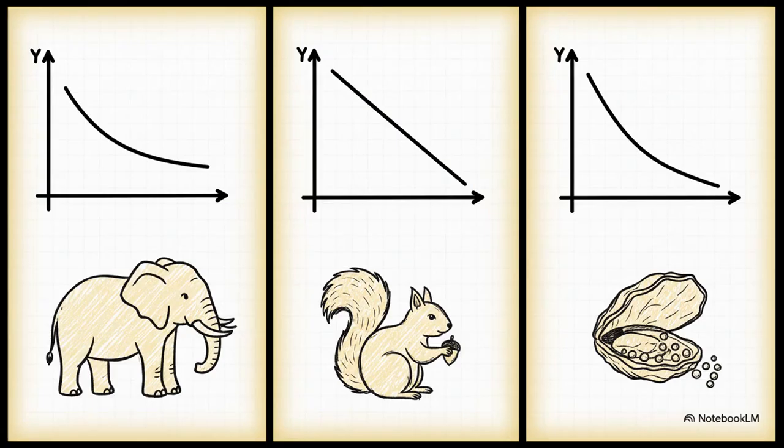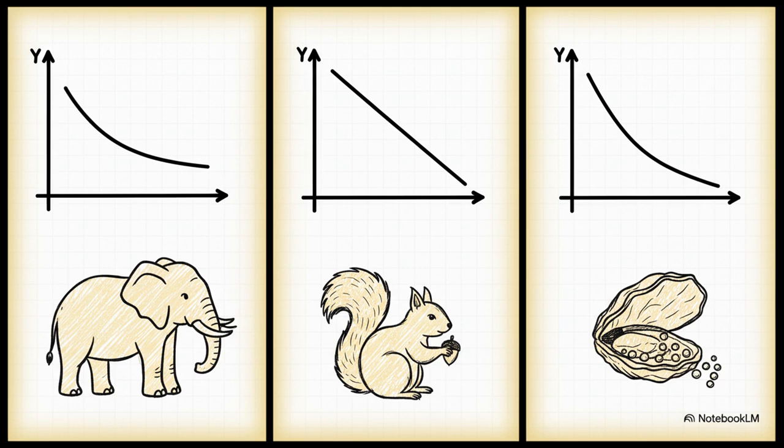Now, out in nature, you basically see three main patterns of survival. Let's start with type 3. Think of something like an oyster. They have millions of babies, but almost none of them make it. So that curve just plummets right at the start. Then you've got type 2, which is like a straight diagonal line. This is for animals like squirrels, where the risk of dying is pretty much the same their whole life.